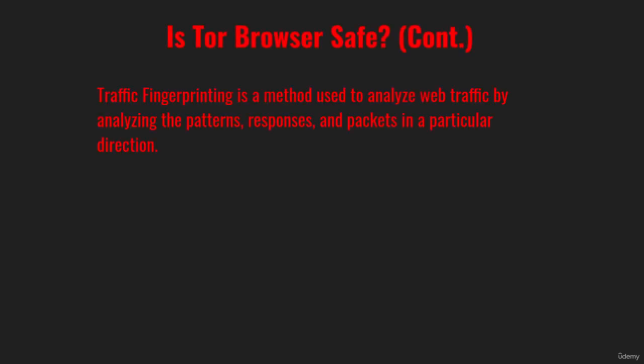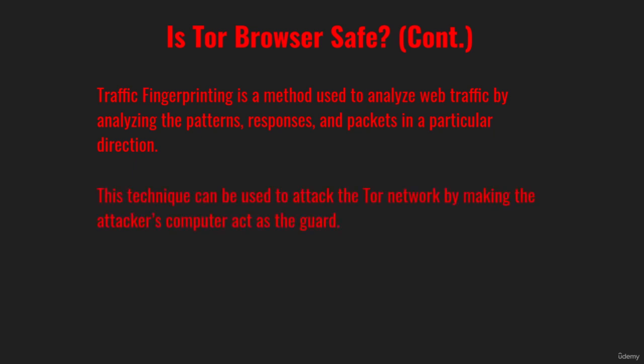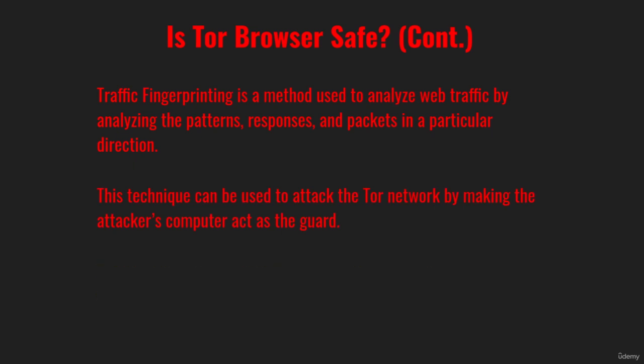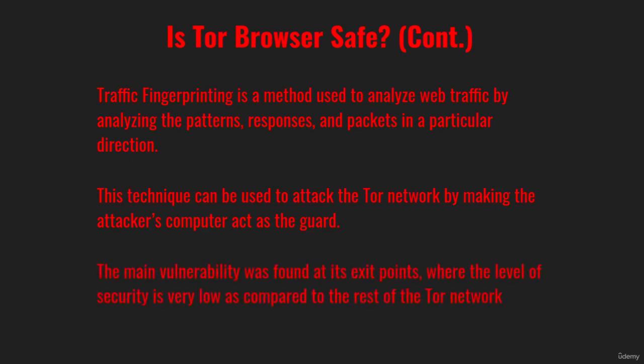There is also the traffic fingerprinting method, used to analyze web traffic by analyzing the patterns, responses, and packets in a particular direction. This technique can be used to attack the Tor network by making the attacker's computer act as the guard, the entry guard, the entry point that we saw previously. The main vulnerability was found at its exit points, where the level of security is very low compared to the rest of the Tor network.